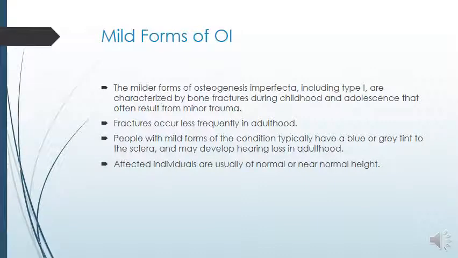Mild forms of OI, including type 1, are characterized by bone fractures during childhood and adolescence that can often result from only minor trauma. Fractures occur less frequently in adulthood. People with these milder forms typically have a blue or gray tint to the sclera and may develop hearing loss in adulthood. Affected individuals are usually of normal or near normal height.